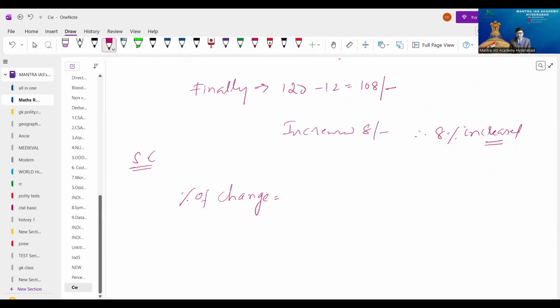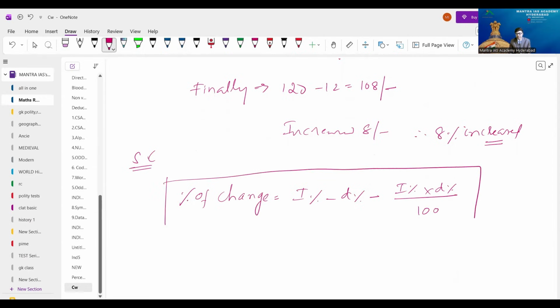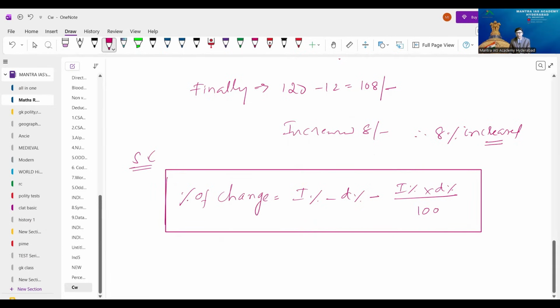So beta, the percentage of change formula is I percentage minus D percentage minus I percentage into D percentage, divided by 100. This is the story here. I'm just keeping it as a percentage, there ends the matter. So your application is only percentage. I stands for increased percentage, D stands for decreased percentage. So the same I into D; the change is either an increase or a decrease, beta.